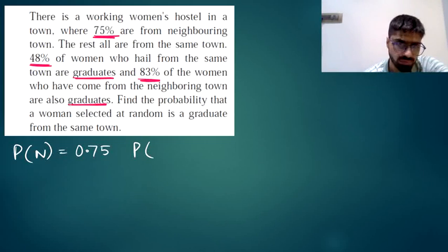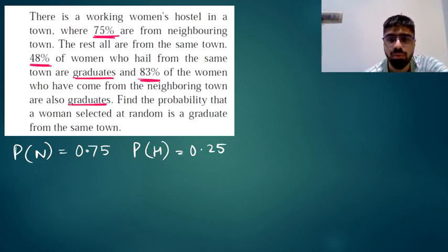Probability of a woman originating from the hometown is 0.25, because out of 100%, if 75% are from the neighboring town, 25% are from the same town, that is hometown. So P of H is 0.25, and 48% who hail from the same town are graduates. So given that a woman is from the same town, the probability of that woman being a graduate is 0.48. So the probability that a woman is a graduate, given that she belongs to the hometown, will be 0.48.